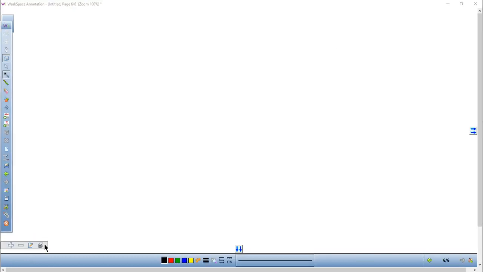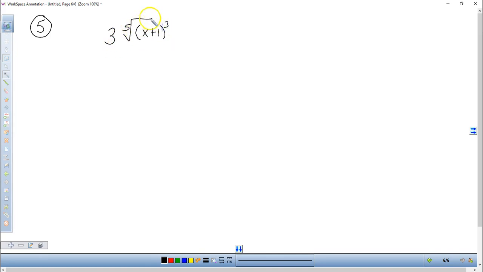Okay, problem number 5. Is 3/5 root of x plus 1, cubed, plus 1 is 25.